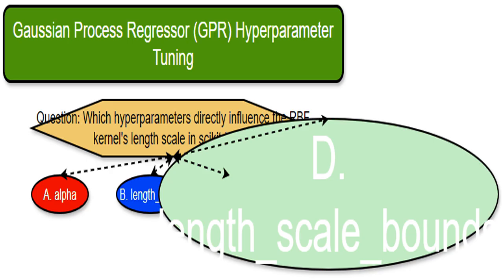The lengthscale will still be the key player in controlling the smoothness, but these bounds make sure the optimization process doesn't run wild and find values too extreme.